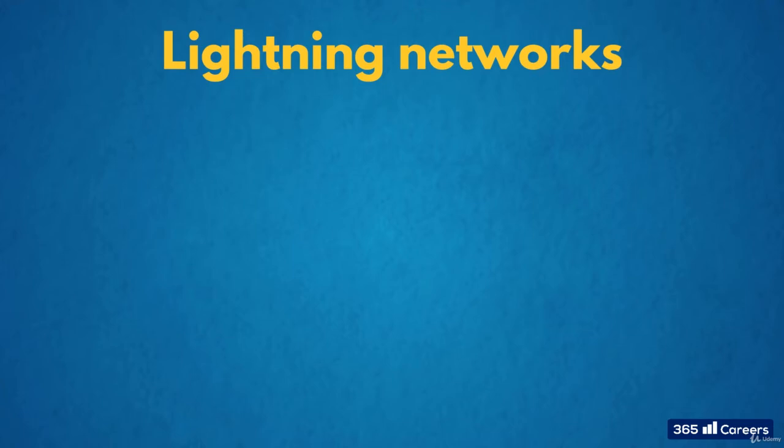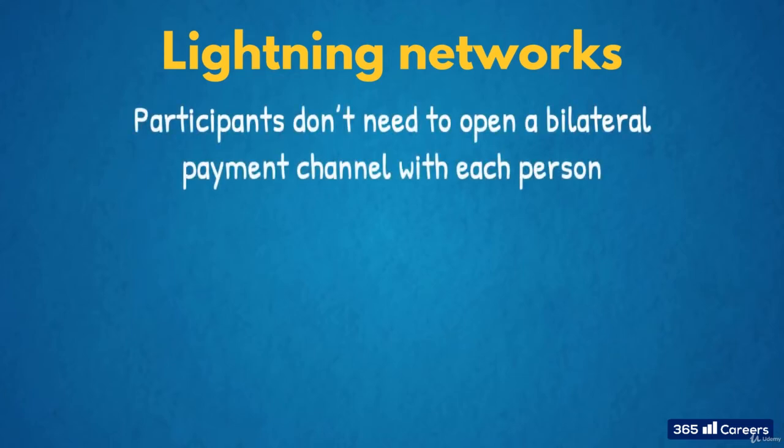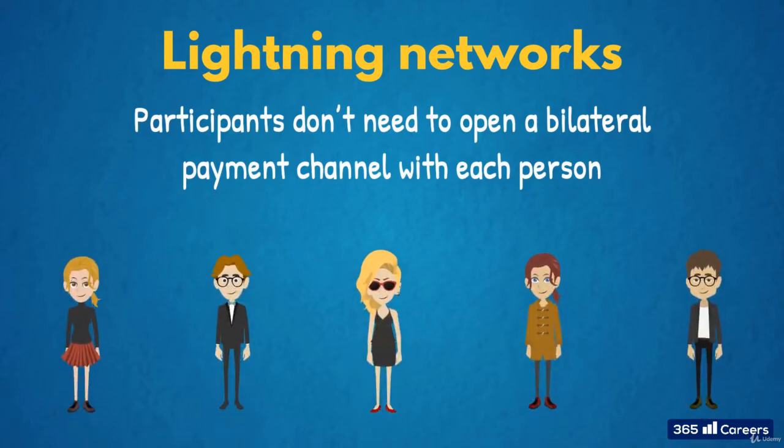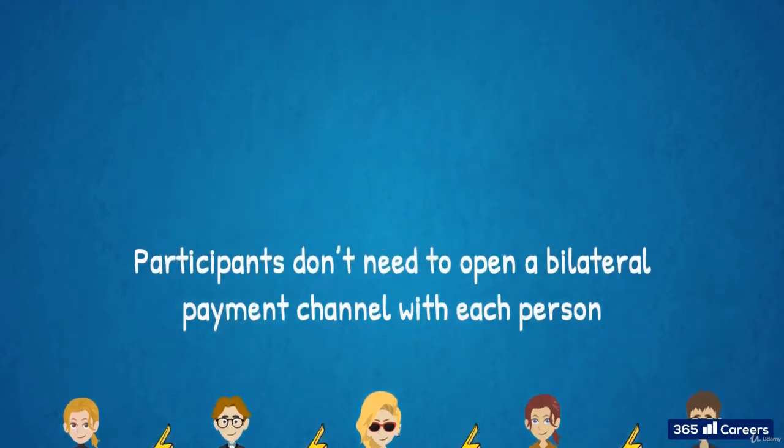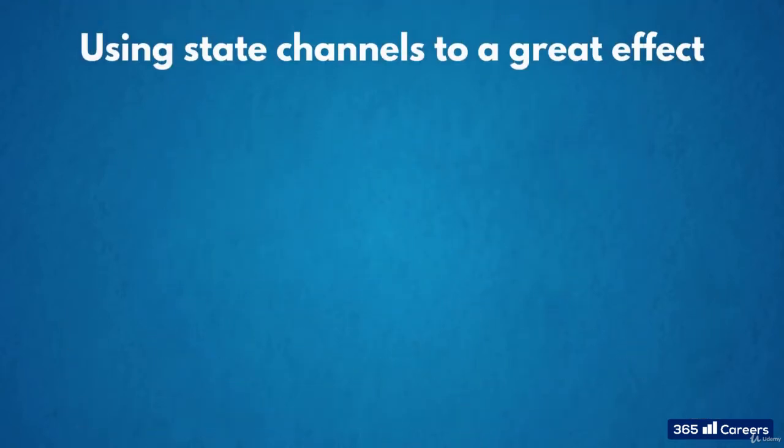Lightning networks provide a useful platform for lightning-fast transactions where participants don't need to open a bilateral payment channel with each person they want to transact with. Instead, the platform provides a network of such channels that reach everyone connected to it. Thus, a user just needs to open one channel to connect with the Lightning Network and then transact with anyone else connected to it. The Bitcoin Lightning Network has recently been deployed and is already operational.